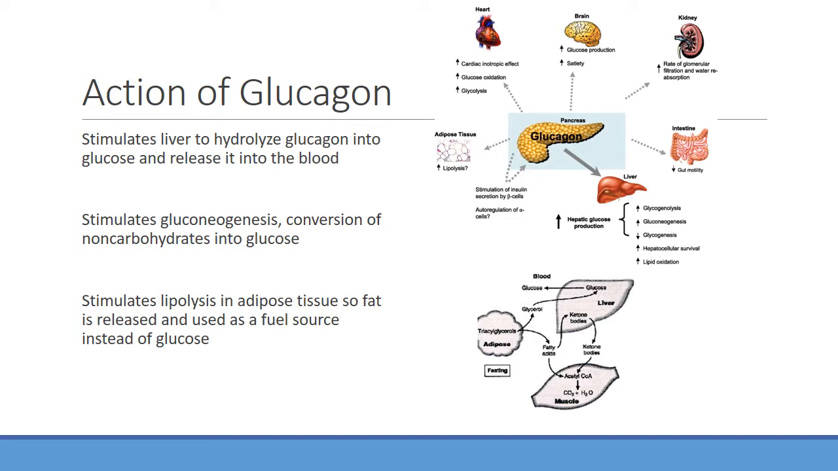All right. Also, we can see it helps to stimulate lipolysis in the adipose tissue, especially to get that extra energy source if it's needed, especially when you're running out of glycogen stores. This is not as fast a way to get glucose into the bloodstream, but it's another way that we can do it as well.